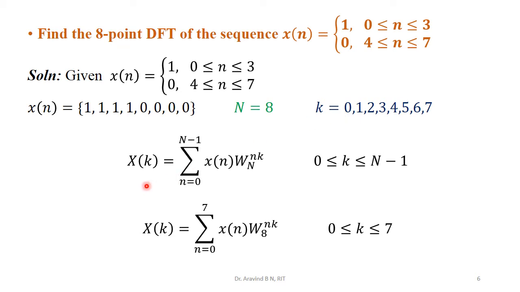So let us start with the calculation. Remember, x of n is in the time domain and we are converting that into the frequency domain. This is the DFT formula we are going to have. Now for this formula we make the substitution of capital N. By that we get x of k is equal to the summation from 0 to 7 of x of n omega 8 power nk. So 8 indicates the length of the sequence.